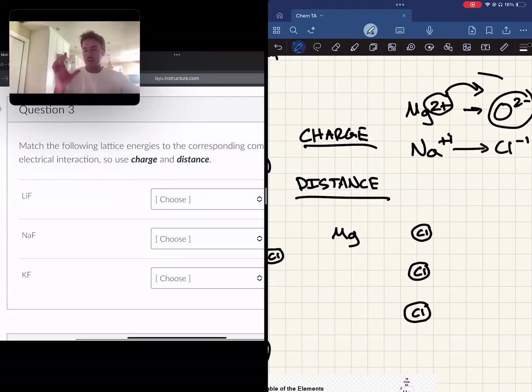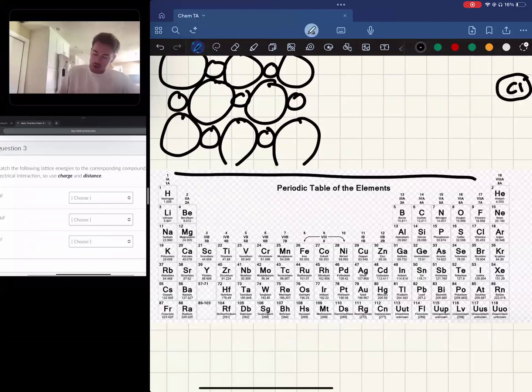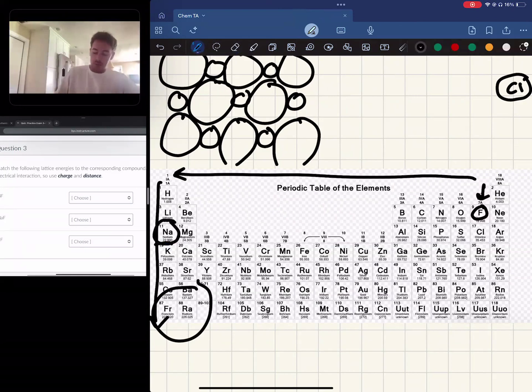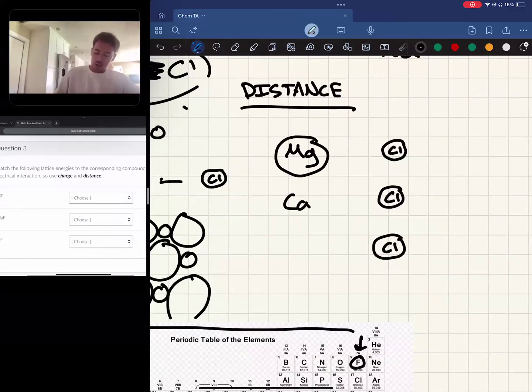Remember the trend for atomic size, it goes left. Here, I'm gonna make this bigger. Left across the periodic table and down. So these are the biggest, these are the smallest. So fluorine is tiny, this one's big. Sodium is going to be bigger than magnesium, but potassium is going to be bigger than sodium because it goes down. So magnesium is this big, calcium is this big, strontium is this big. Okay, those are our sizes. So we have magnesium, which is this big, calcium, which is a little bit bigger, strontium, which is a lot bigger.